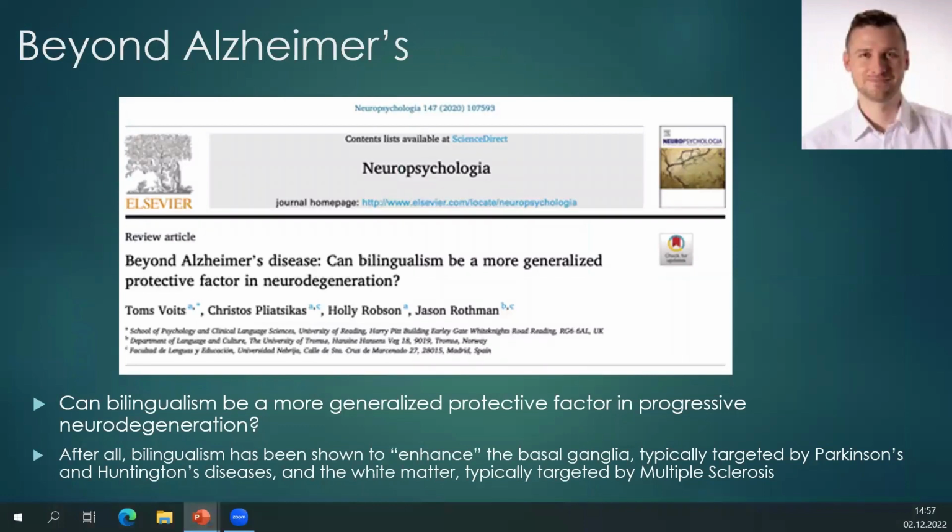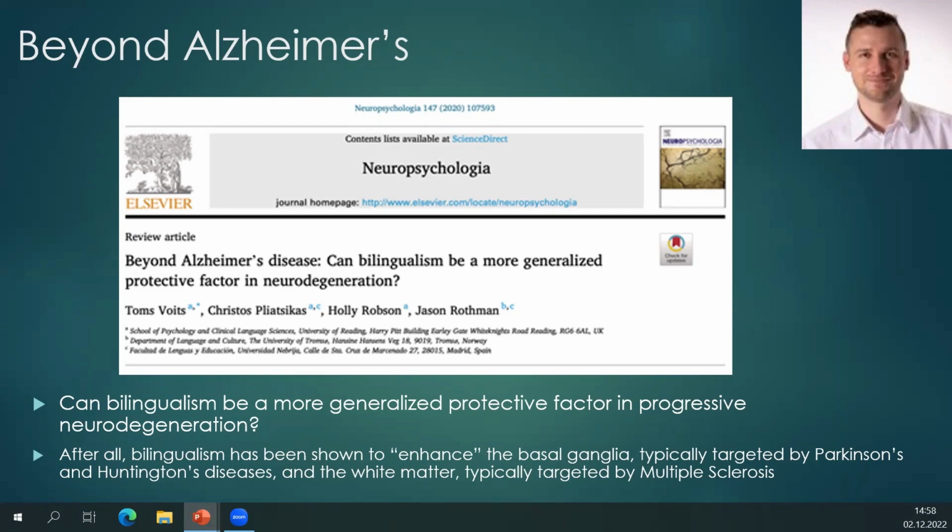Moving on, we want to see whether bilingualism can be a more generalized protective factor in progressive neurodegeneration. We want to say that simply because if you have been paying attention and remember the regions we talked about, the hippocampus, the basal ganglia, the frontal white matter, these are exactly the same regions that are targeted by neurodegenerative diseases like Parkinson's, Huntington's, and multiple sclerosis. So the same way we want to see whether bilingualism interacts with development, we want to see whether bilingualism interacts with pathology.